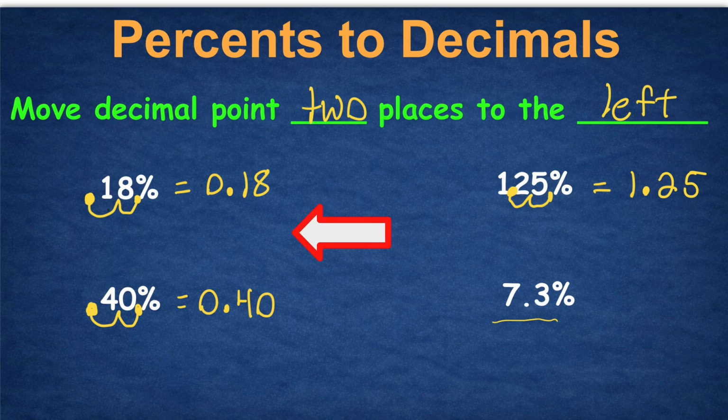7.3%. I'm going to move it 2 places to the left. However, again, I've only got one number to the left of that decimal, so I'm going to add a 0 just as a placeholder so I can stay organized, and it helps me move it exactly 2 places to the left. 1, 2. So my decimal for 7.3% is going to be 0.073. And you can drop the percent sign.